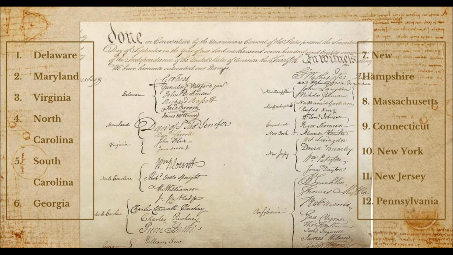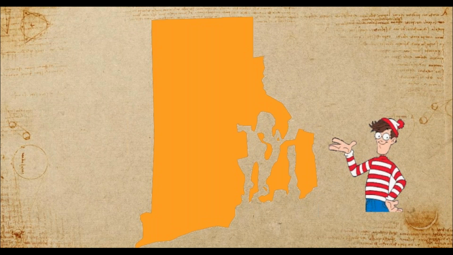Count with me. Delaware, Maryland, Virginia, North and South Carolina, Georgia, New Hampshire on the other side, Massachusetts below that, Connecticut, New York, New Jersey, Pennsylvania. Here's the problem. Those are only 12 states. How many states were there originally? There were 13. Who's missing? Bingo, Waldo found it. It's Rhode Island. You're welcome, Rob Fladry. So Rhode Island did not sign the Constitution.